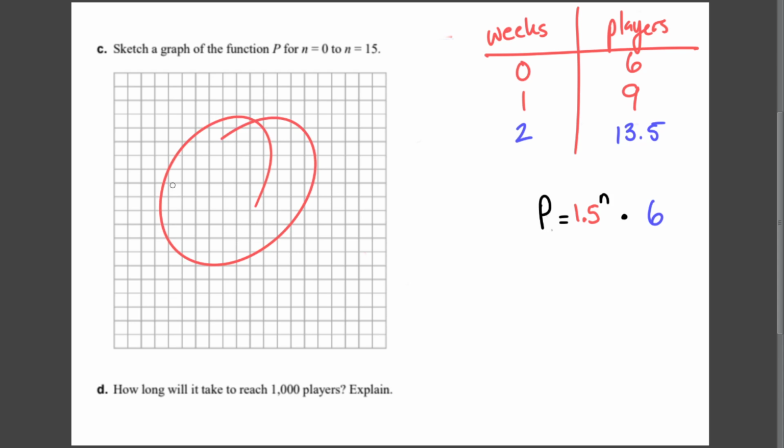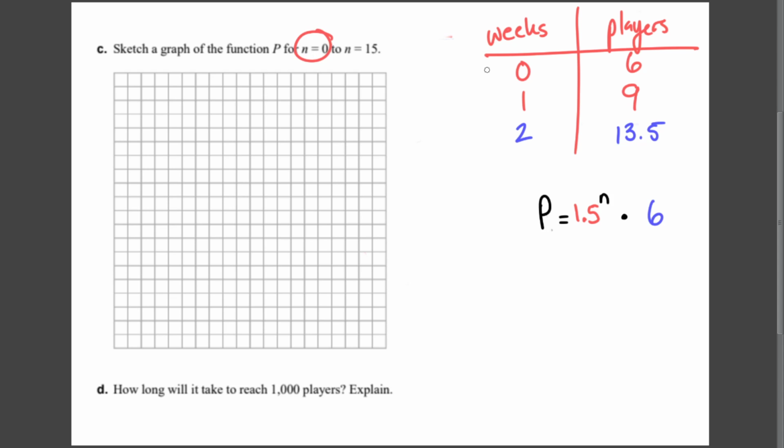Okay, so now we're looking at this problem. Question C, sketch a graph of the function P for n is equal to 0 and n is equal to 15. All that means is that we want to graph a thing from 0 all the way to where it is at 15. Cool? Because this does say sketch, we are not trying to make something incredibly accurate here. We're just trying to put together a sketch of it, to get an idea of what this looks like. We need two main numbers.